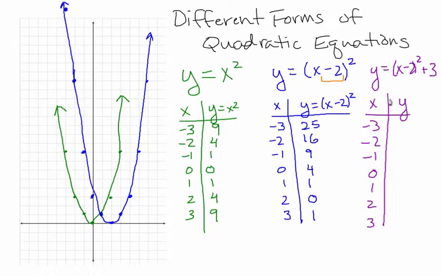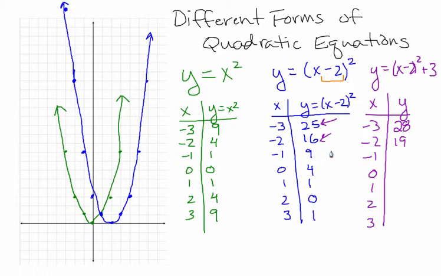Plugging in -3, the same thing's going to happen when we subtract 2 and square it. We're still going to get 25 again. -3 minus 2 is -5, -5 squared is 25, which is the value we got right here. And then we're going to add 3 to that. So 25 plus 3 is 28. For -2, subtracting 2 and squaring, we're still going to get 16. But now we're going to add 3 to that, so we'll go up to 19.